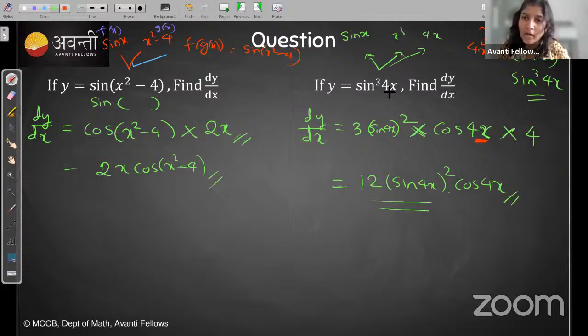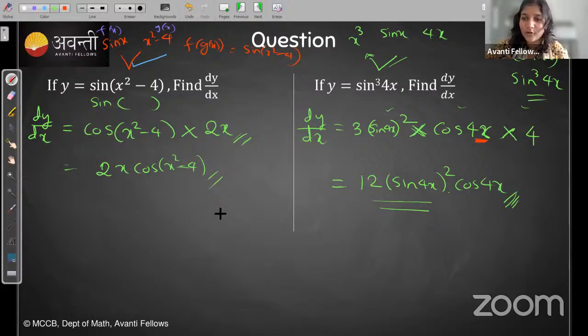So is it clear how we got the differentiation of sin 4x to the power 3? In this, 3 functions were involved: x cube, sin x, and 4x. So we got 3 multiples here, this one and this one. After computing, we get the answer as 12 sin 4x to the power 2 into cos 4x. I hope this is clear to you all.